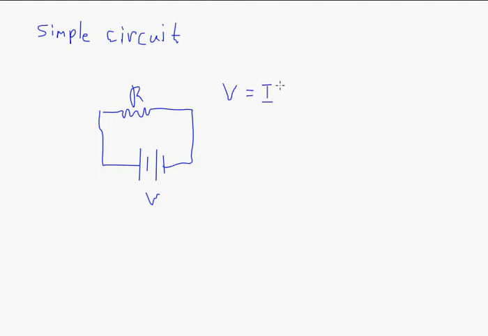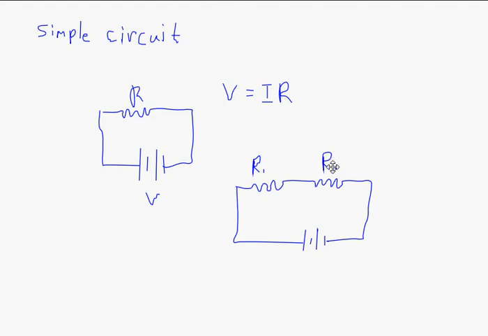V equals I R. Okay, so that's great. That should be pretty easy. But in life, like we know, not just in physics, things are often more complicated. So you might have something that looks like this. And this thing, guys, is a series circuit, and it's just one step more complicated than a simple circuit. In the end, it's not that hard to solve, and you guys should be pretty experienced with that.